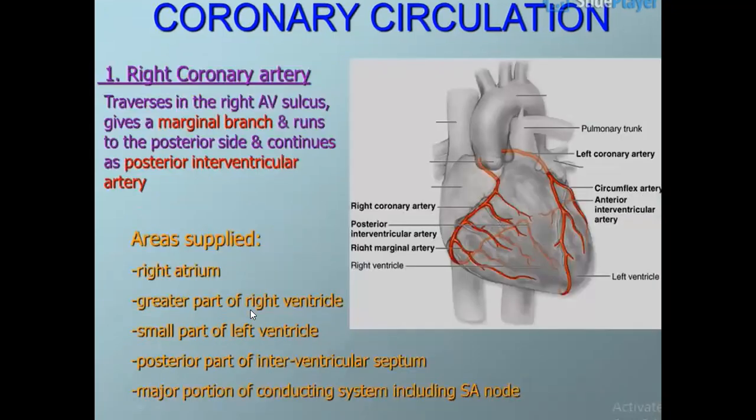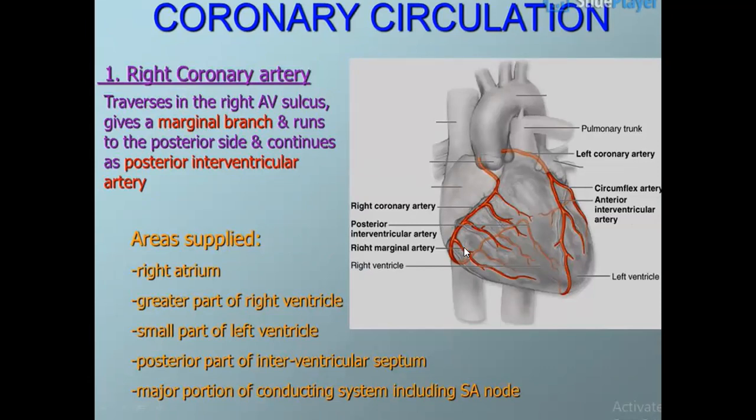Now let's look at the next slide. Now the right coronary artery, this slide is describing the course. So it traverses in the right AV sulcus, and it gives a marginal branch. So it's simply telling you how it forms the marginal branch, which we talked about.